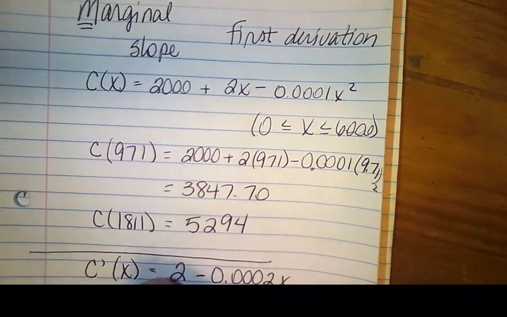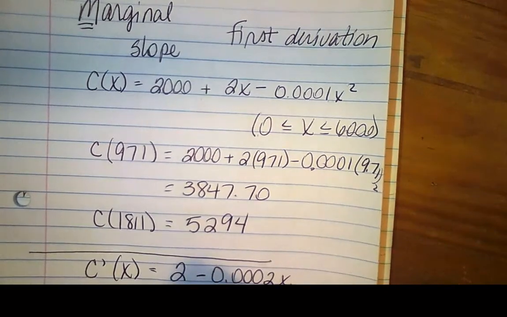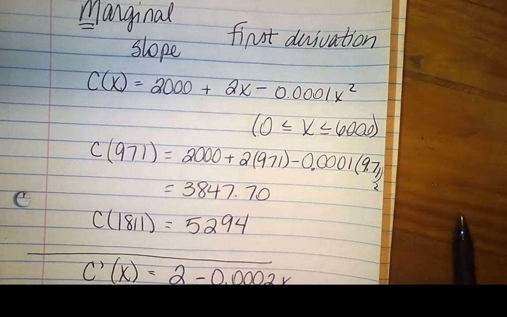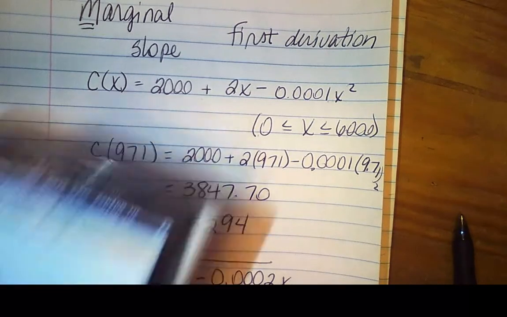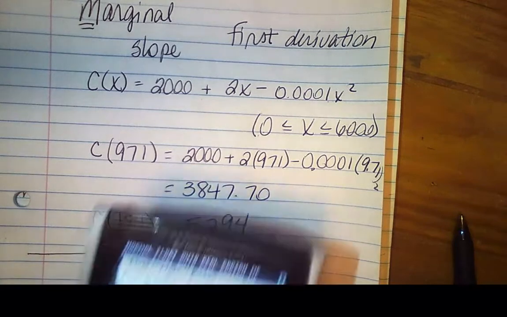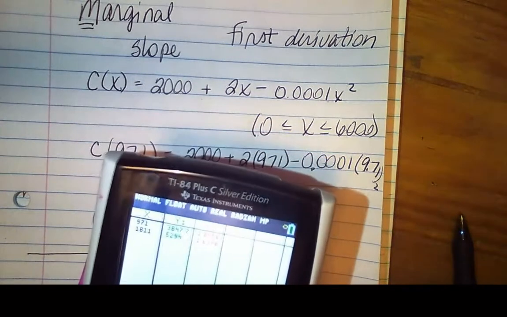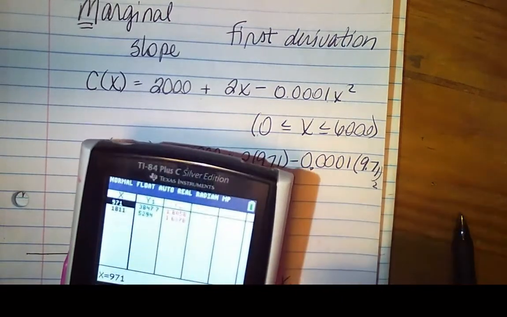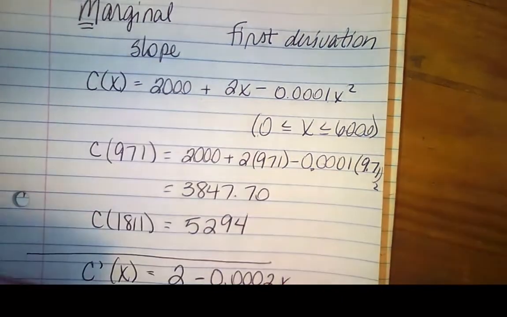Well, now, how much is it per item to produce 971 items? Again, I can go here, and I'm going to go in my y sub 2, and that's just going to allow me to do it at the same time. So 2 minus 0.0002x. Now when I hit table, it should just go ahead and populate. At 971, I get an answer of 1.8058.